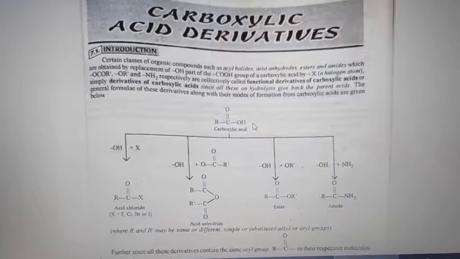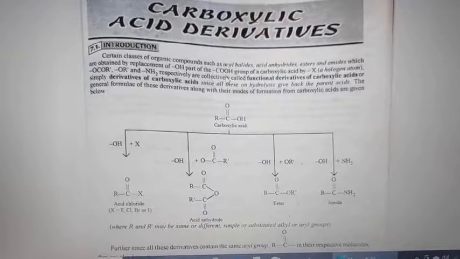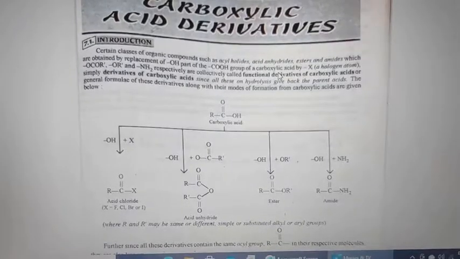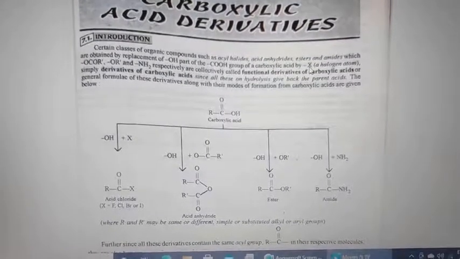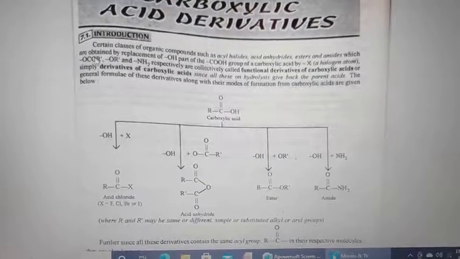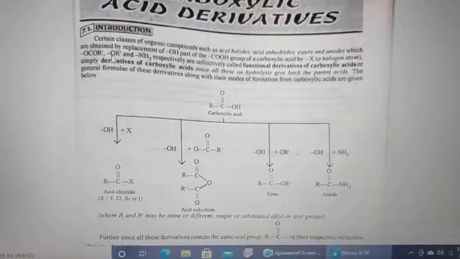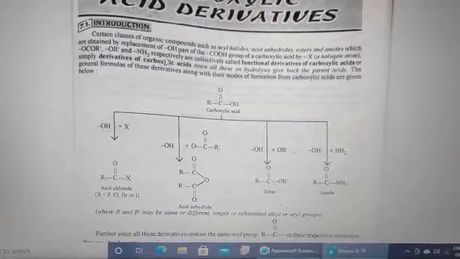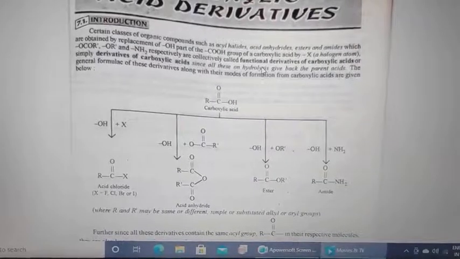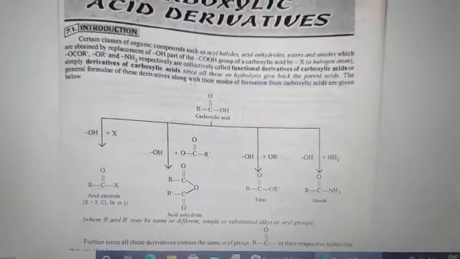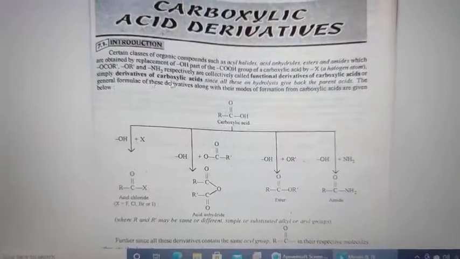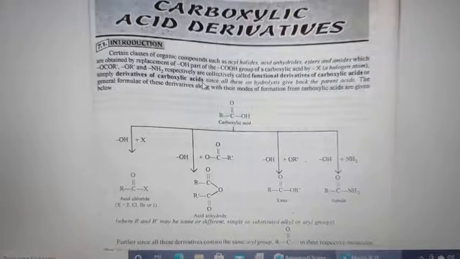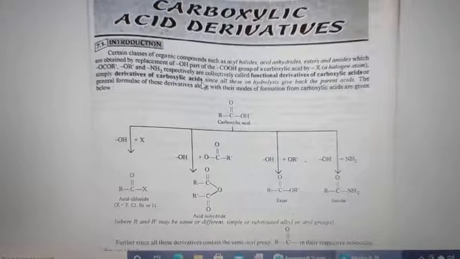RCOOH. But when the hydroxyl part of the acid group of carboxylic acid is replaced by any other atom or group of atoms like X, any halogen atom, RCOO group, RO group like alkoxy group, and NH2 group respectively, we get functional derivatives of carboxylic acids, or simply derivatives of carboxylic acids, because they all give parent acids when we do hydrolysis of these acid derivatives.